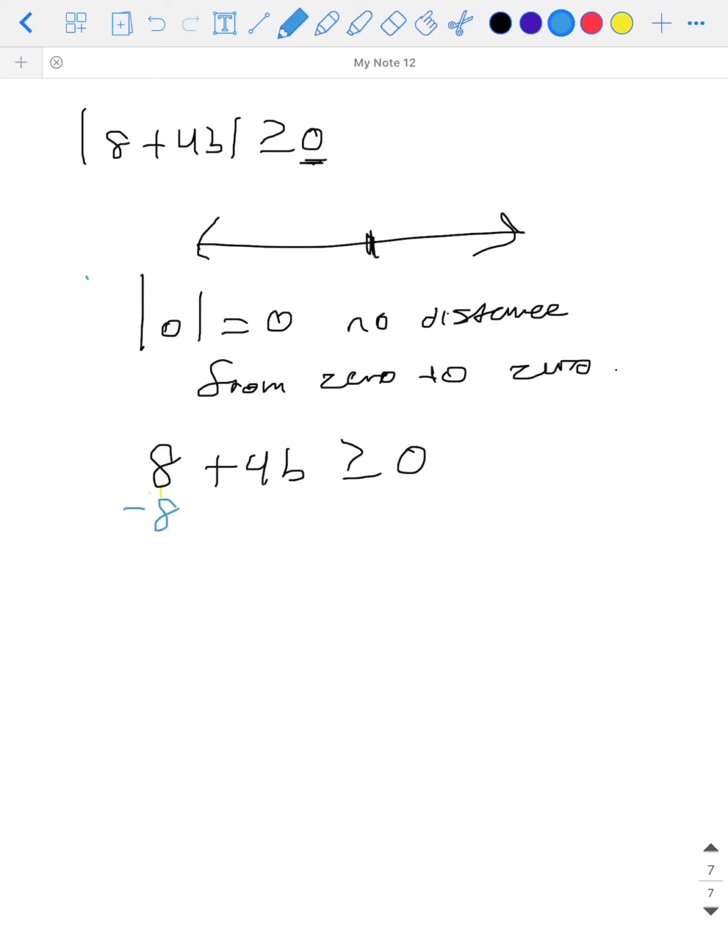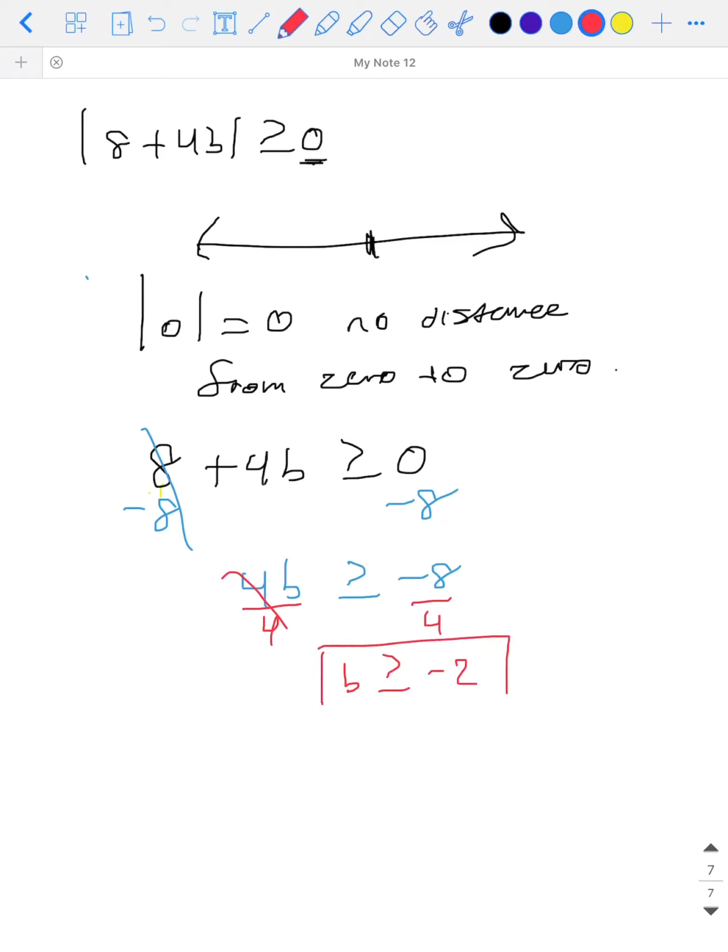Subtract 8 to both sides. 4b is greater than or equal to negative 8. Divide 4 to both sides. Negative 8 divided by 4 is negative 2. You can draw a number line just to confirm that your answers are correct. That's negative 2. B is greater than or equal to negative 2. This is inclusive, and it points to the right.